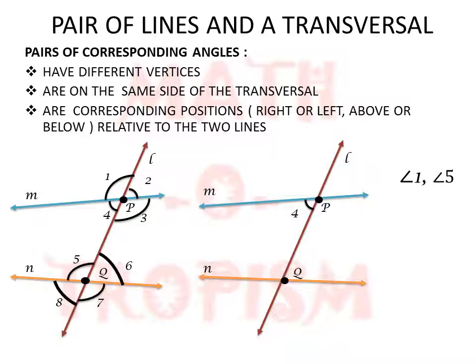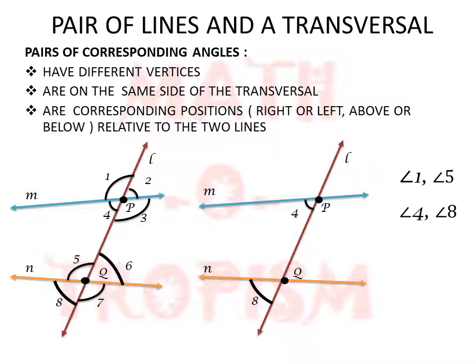Angle 4 is in the position left of the transversal and below the line M. So for N also, which angle is to the left of the transversal and below the line N? We should see, that comes to 8. So it means angle 4 and angle 8 is the next pair of corresponding angles.